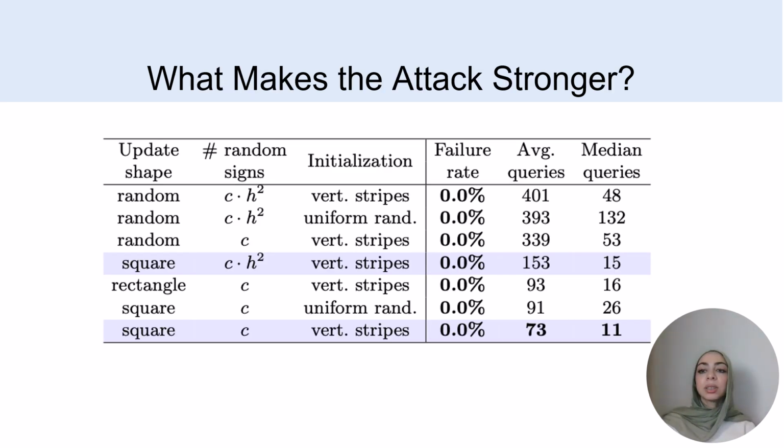The authors didn't just guess these design decisions, they tested them. In Table 1, they ran an ablation study to see which versions of the attack needed the fewest queries. Using square patches performed better than rectangles or scattered pixels. Changing all RGB channels the same way worked better than random colors. And starting with neat vertical stripes led to faster success than random noise. Each of these choices make the attack more efficient, which is critical in black box settings.